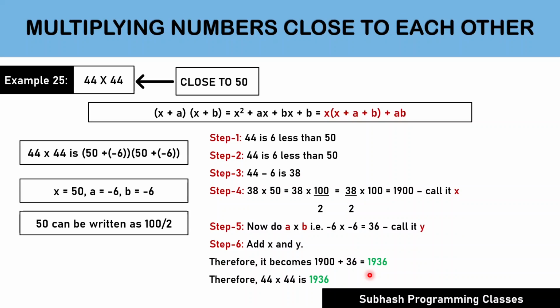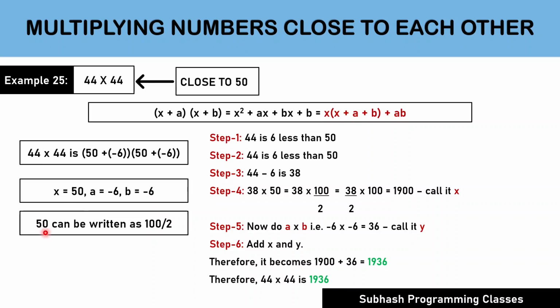Now, let me show you one more example on similar lines. The problem is 44 square, which can be written as 44 multiplied by 44, and these numbers are close to 50. Using the same algebraic expression, we can write 44 into 44 as 50 plus of minus 6 multiplied by 50 plus of minus 6. And by comparing this expression with the actual algebraic expression, we'll get that x is 50, a is minus 6, and b is minus 6.